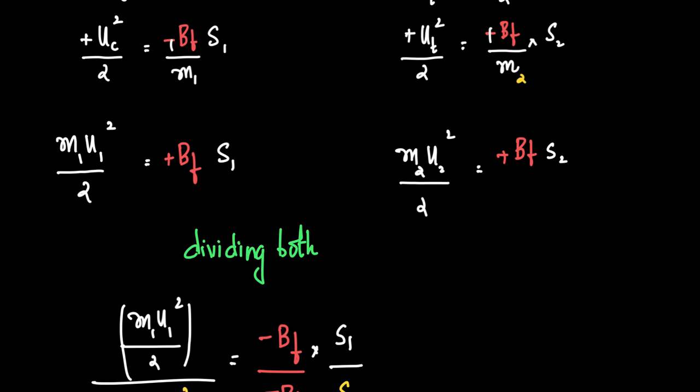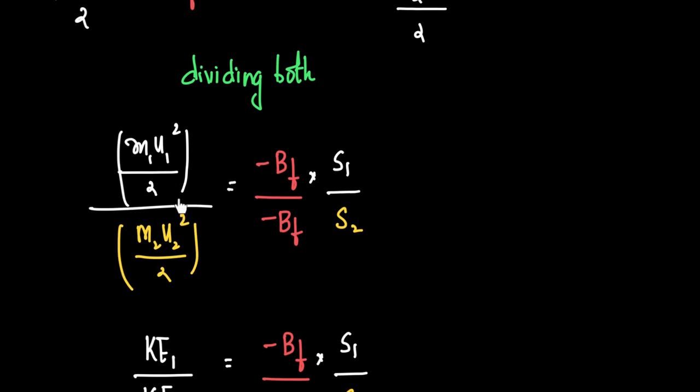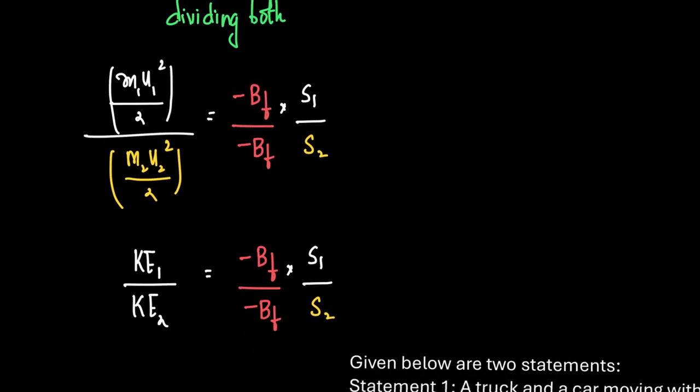Now, what is M1 U1 square by 2? Half M1 U1 square is the initial kinetic energy of the car. What is half M2 U2 square? It is the initial kinetic energy of the truck. Now, if you divide these two, what you get is kinetic energy 1, M1 U1 square by 2, by kinetic energy 2, M2 U2 square by 2, is equal to BF by BF, which is 1, of course, I forgot to cancel this out, and all we get is S1 by S2.